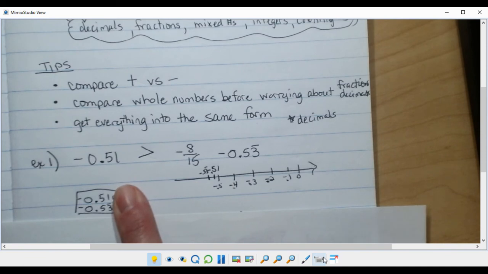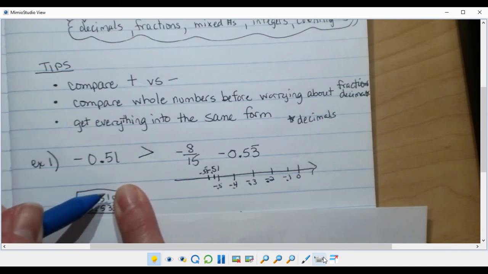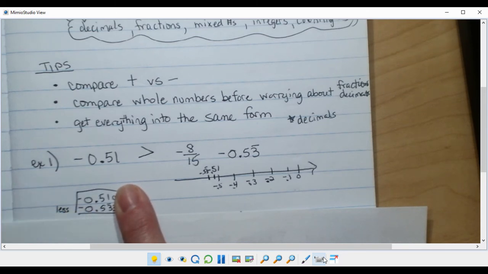Okay? So, 3 I know is bigger than 1. But remember, those negatives make everything behave opposite. So if 3 is usually bigger, when it's negative, this is actually less than. Okay? So you can compare by place value, and then just remember that that negative makes everything function in the opposite.